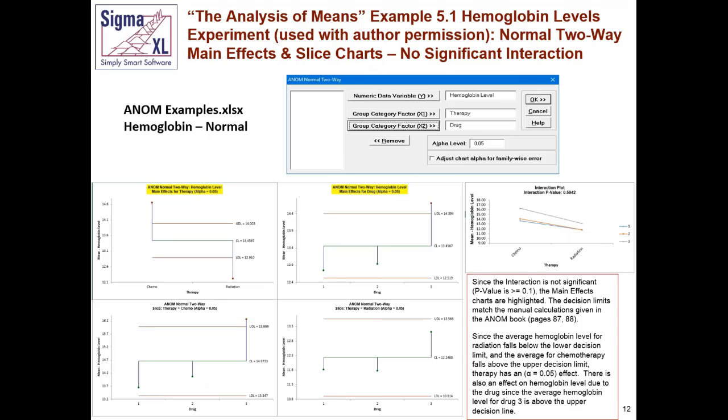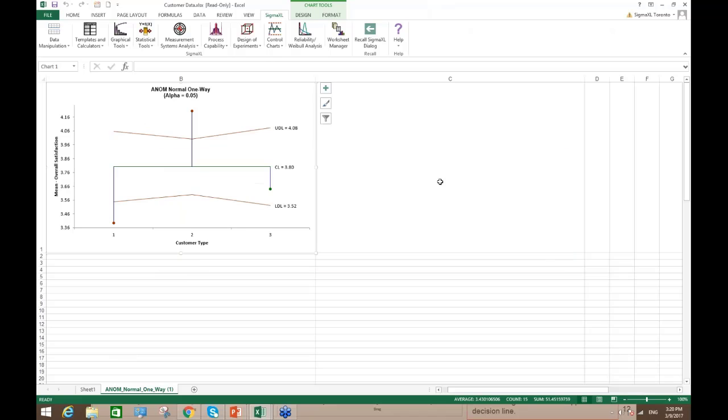And here we have a study, hemoglobin levels, and the control factors are therapy and drug. There are chemo and radiation and 3 different drugs, and we want to see the impact on hemoglobin level. So again, I'm going to run this example in SigmaXL. This particular example does not have a strong interaction or a significant interaction.